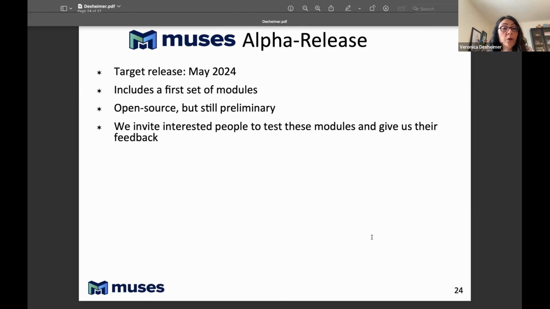It is going to be open source, so everything we're going to release, you're going to be able to do whatever you want to it, as long as you cite us. But it's going to be preliminary. So what we want is that everyone that's interested accesses MUSES, uses it, and gives us their feedback.